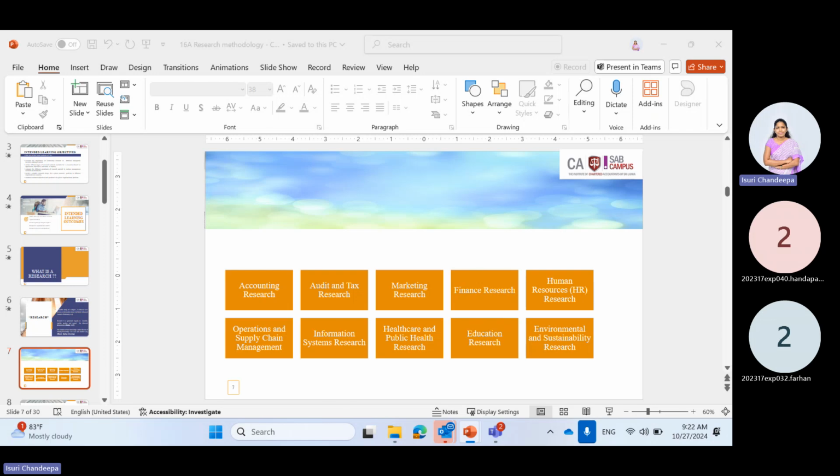Okay. So we are doing research in several disciplines. I have included some areas. You write down examples as you know them. The first one is accounting research. What are examples of accounting research? Where are the questions in the accounting area?